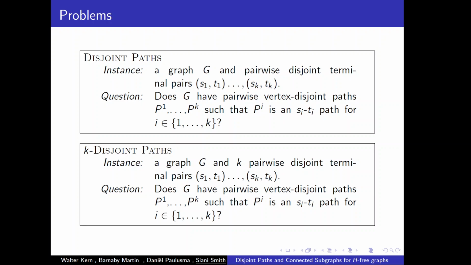So the first problem we'll look at is disjoint paths. We're given a graph G and a pairwise disjoint set of terminal pairs. And the question is, does G have pairwise vertex disjoint paths P1 to Pk such that Pi is an Si-Ti path for each i in 1 to k? So in this first problem, the number of paths k is part of the input, and in the k disjoint paths problem, the number of paths k is fixed.